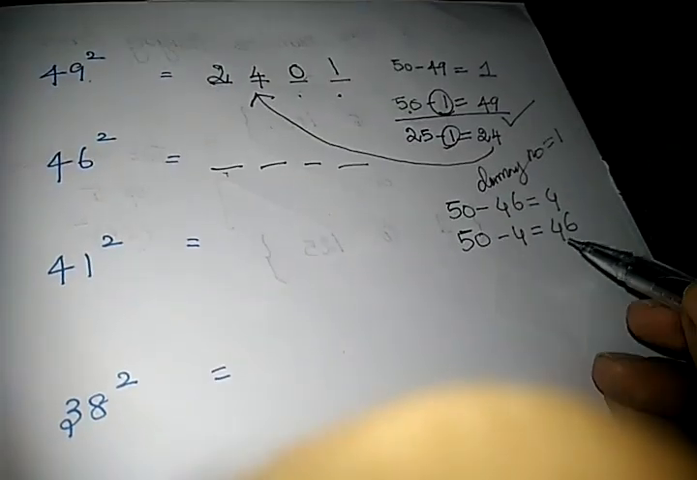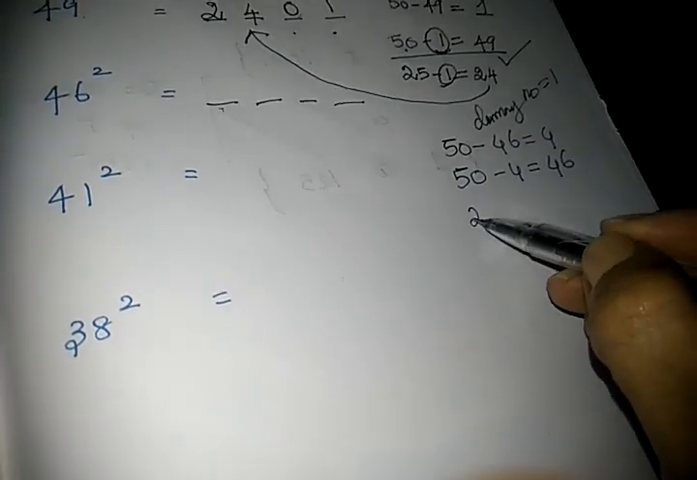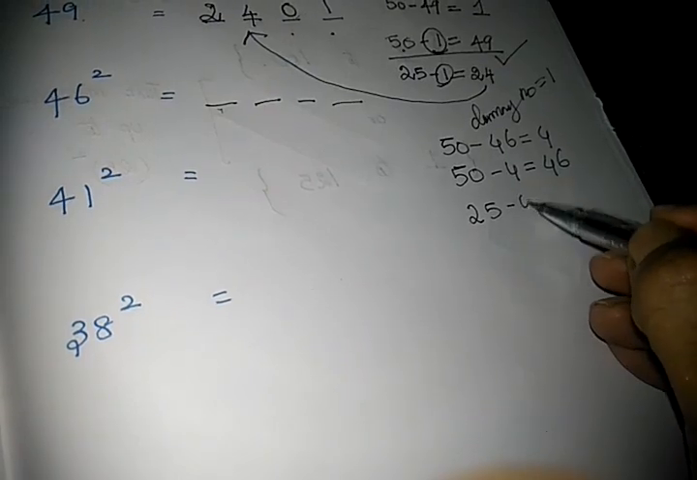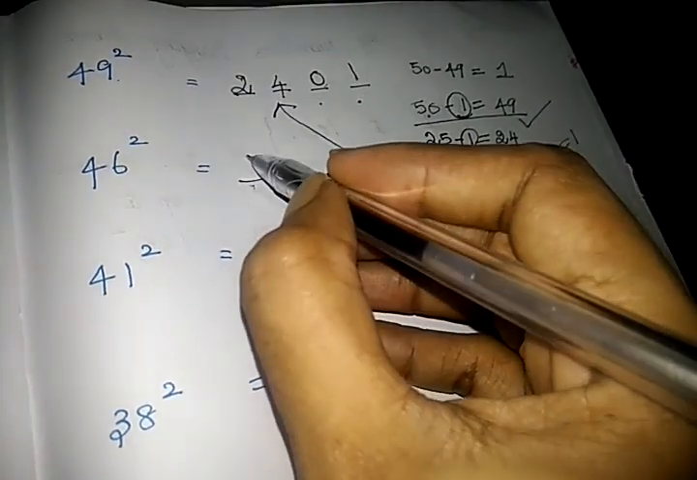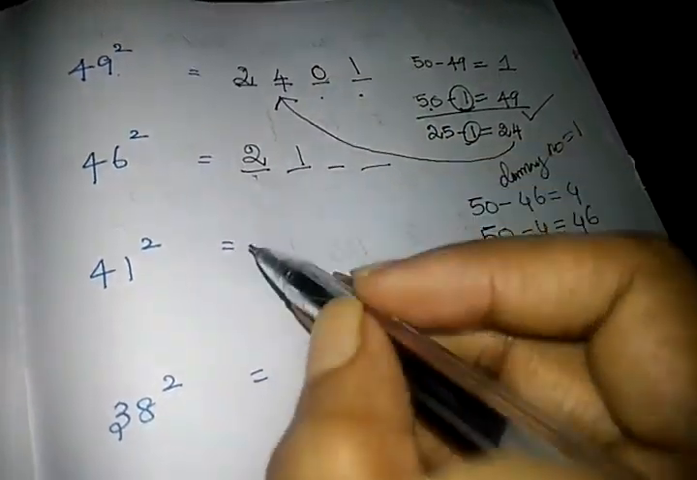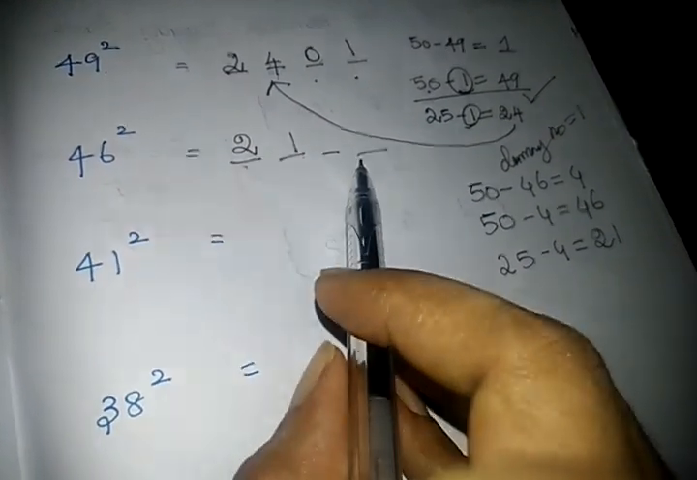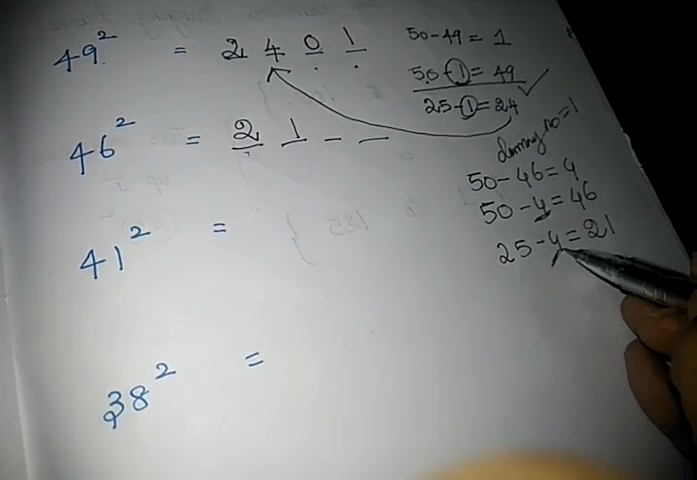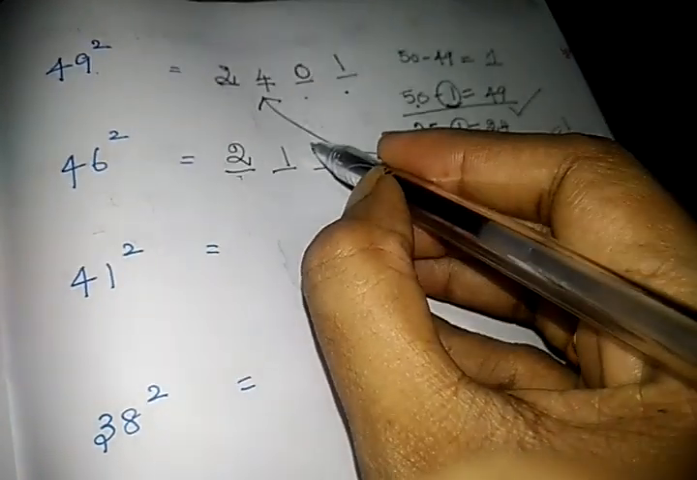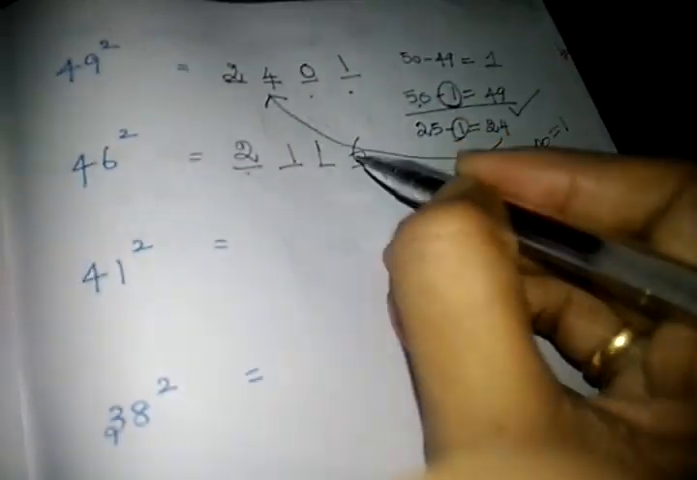So 50 minus 4 is equal to 46, and 25 minus 4 is equal to 21. So 21 is going to be the first 2 digits. And what about the next 2 digits? The dummy number is 4 here because 4 is repeated. So 4 square is equal to 16. So my answer is 2116.